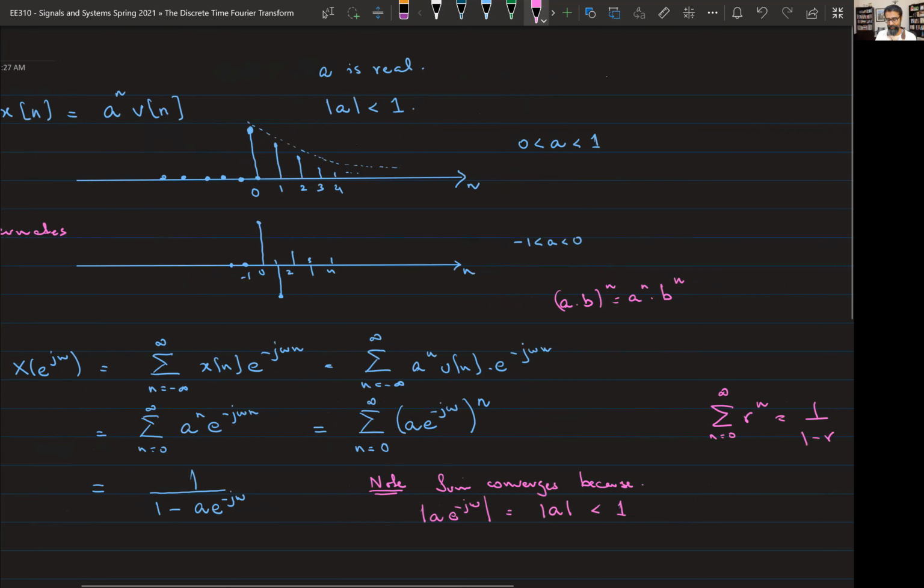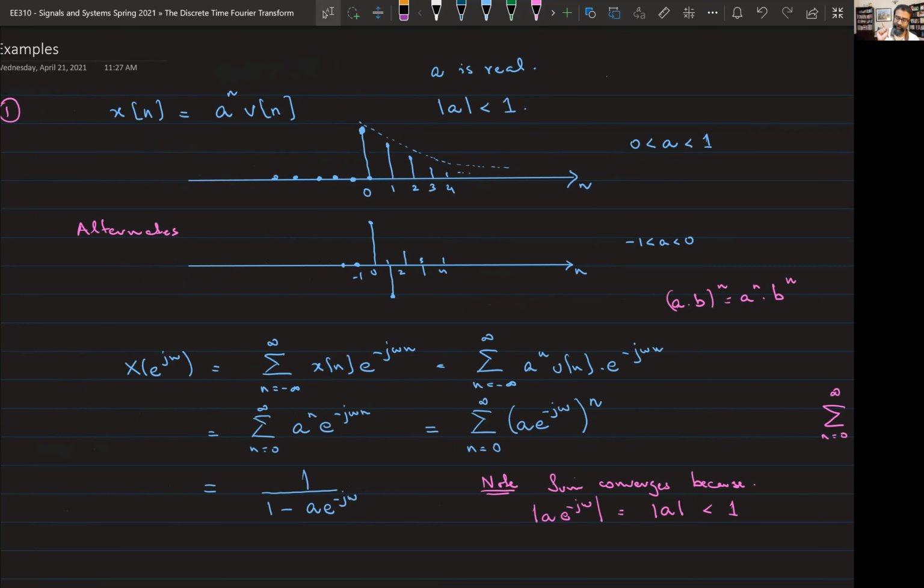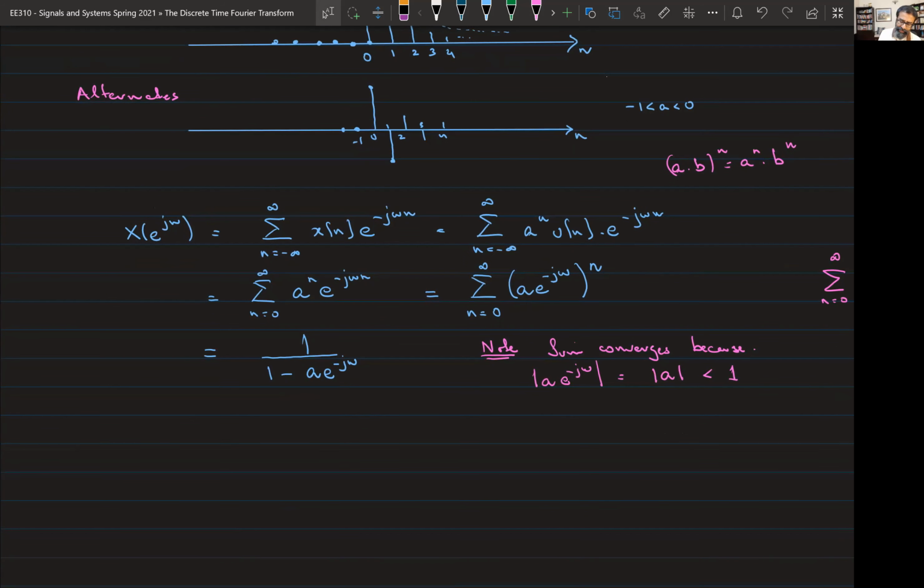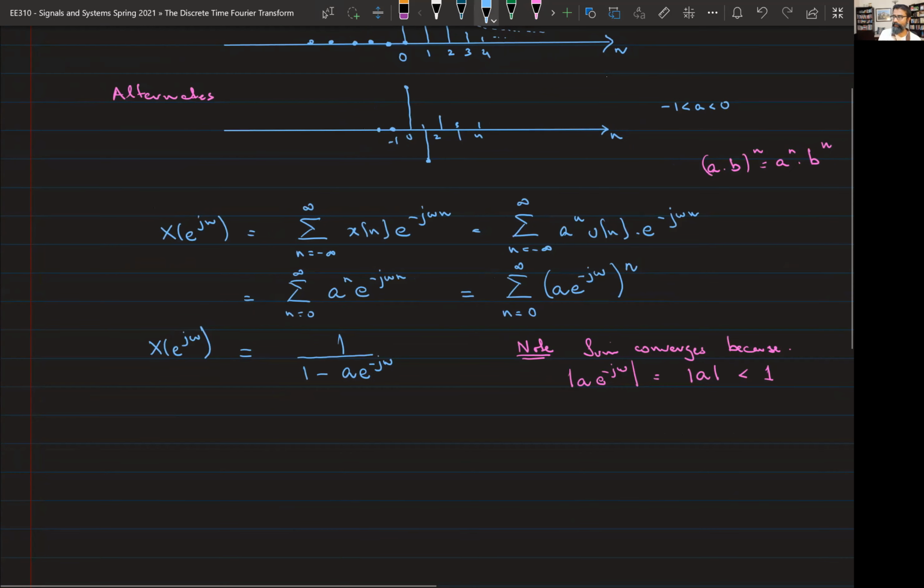Right? So that's a fact that we use. That's why the absolute value of a has to be less than 1. If the absolute value of a is greater than 1, this series does not converge and the Fourier transform does not exist. Okay? So X of e raised to j omega, we found out, is equal to 1 upon 1 minus a e raised to minus j omega.